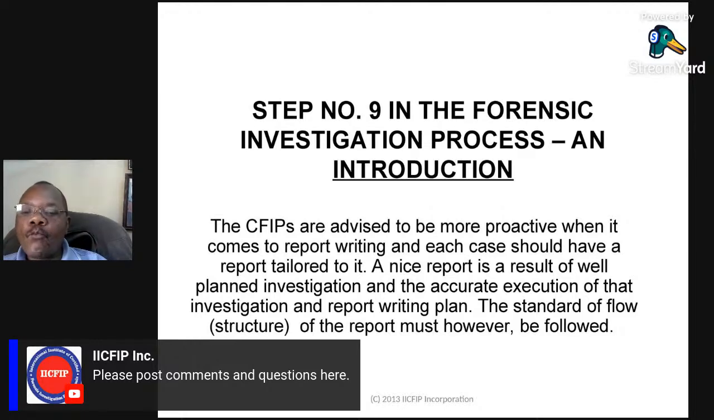Step number 3, consolidating the reports of the investigation sub-teams to come up with a rough draft report. You would realize that in a large investigation assignment, you will have several teams. You will have the forensic investigation and forensic digital investigation teams. You will have teams working at the branches, even abroad, and at the head office.